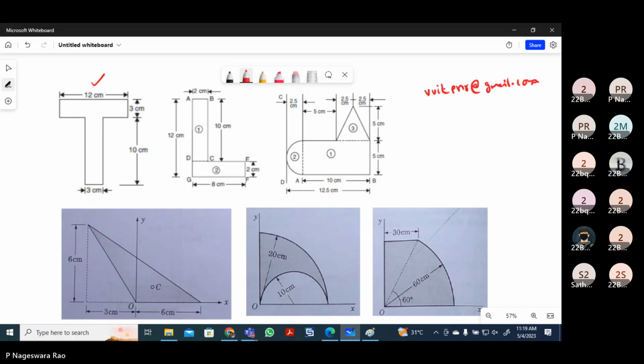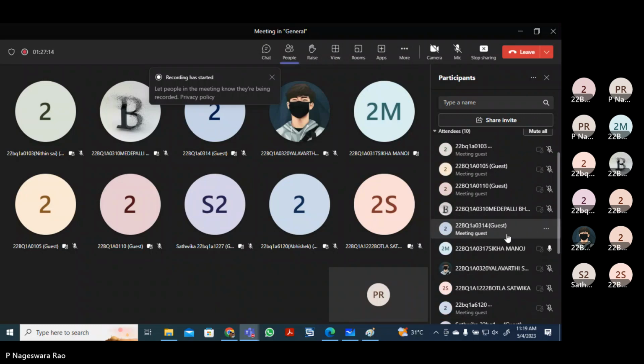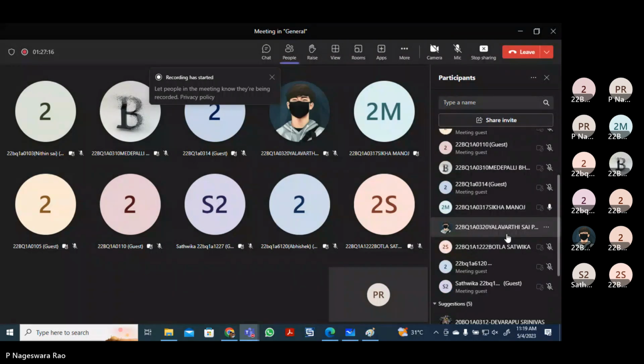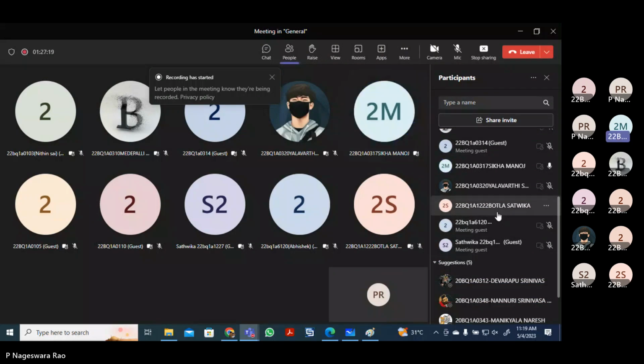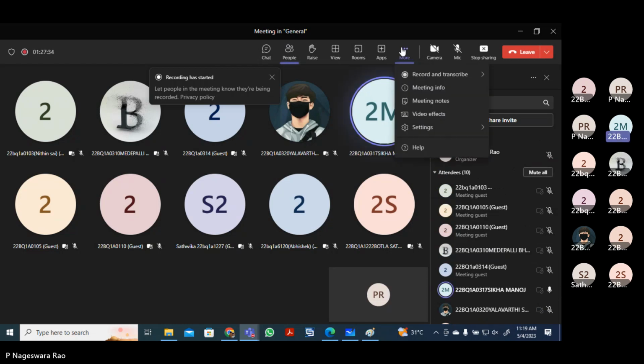Otherwise, let's check the attendance here. How many students are there? You can see only 10 members are there. 3, 5, 10, 310, 314, 114, 317, 320. Satvika, 120. Again, Satvika. So, if you have any doubt, you can ask me. No, sir. Don't waste time.